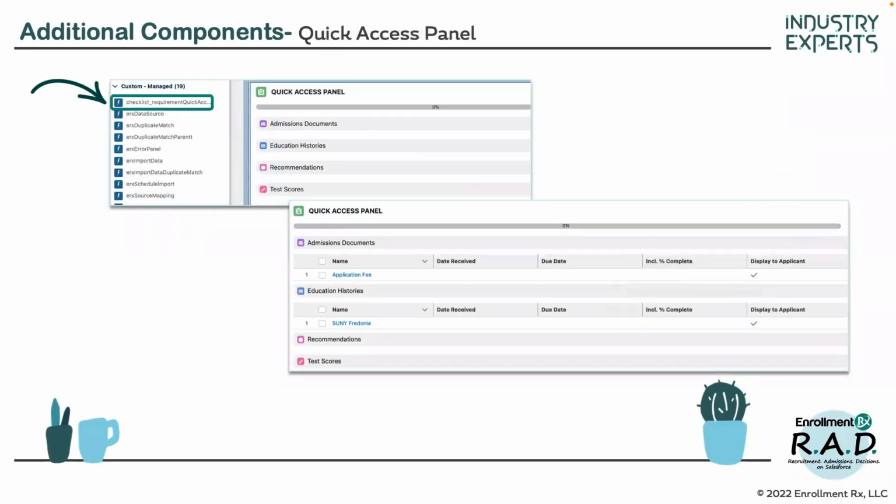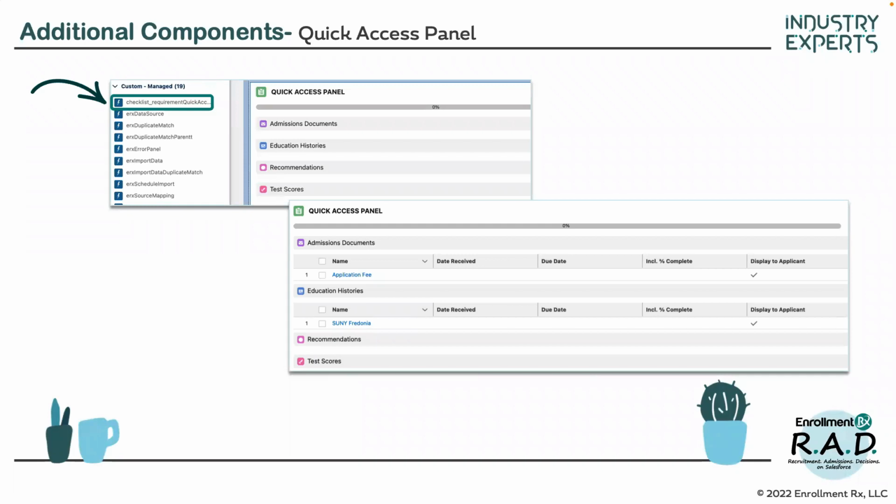Another component that you might use, either because you're creating a new page or maybe you didn't have it on the page before, is the quick access panel. The quick access panel is a way that we pull together all the admissions documents and things like that and display them on the application record itself. Typically when we do our installations and setups and configurations, they're always there.